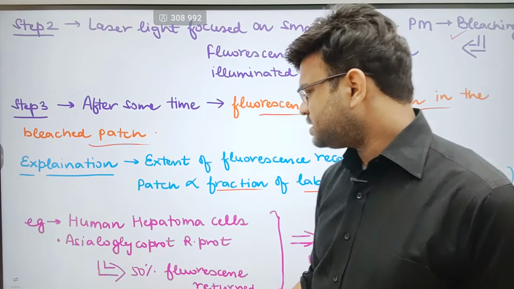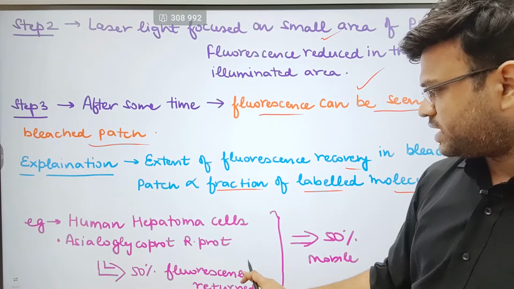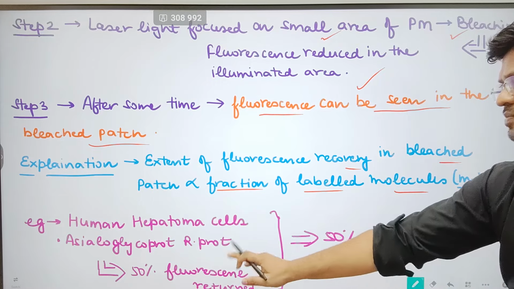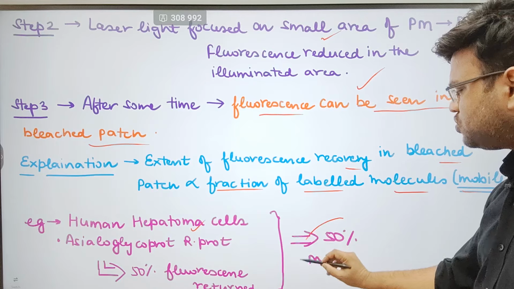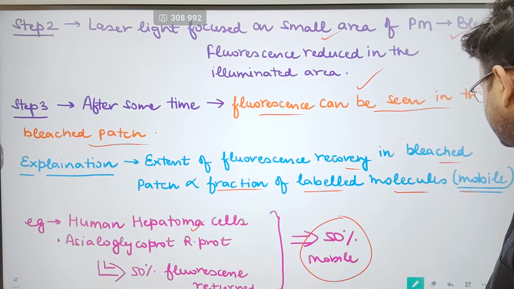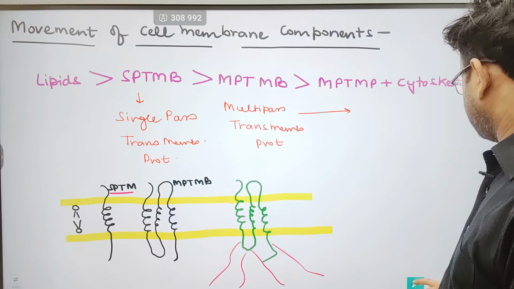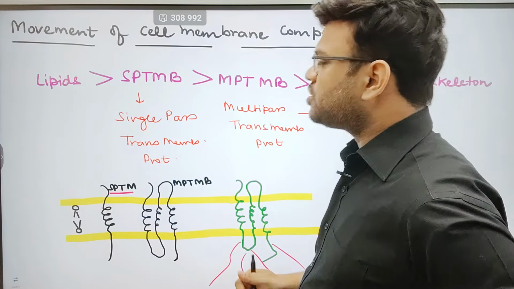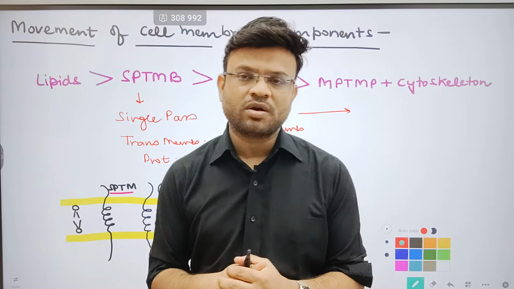Now next, human hepatoma cells, asialoglycoprotein, basically 50% fluorescence returned. This shows that if 50% fluorescence was returned in this particular protein, then we can assume that 50% mobile nature was there. Okay, having said that, let us move on to the next point. What components are mobile, what components would be moving more and what components would be moving less? Let us talk about this.